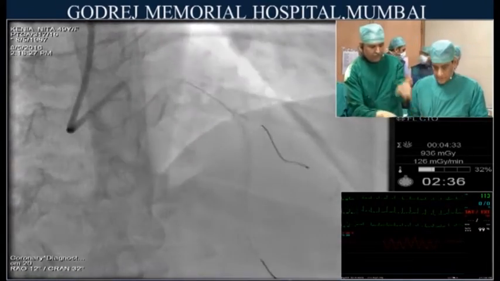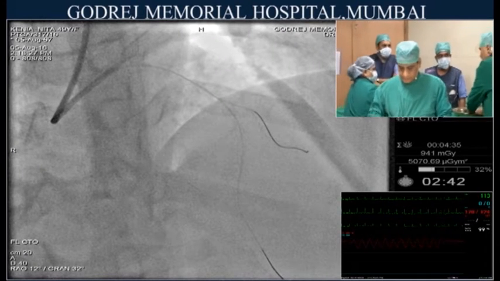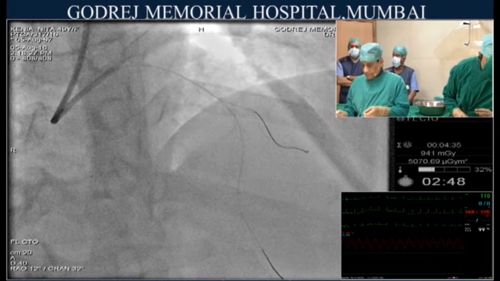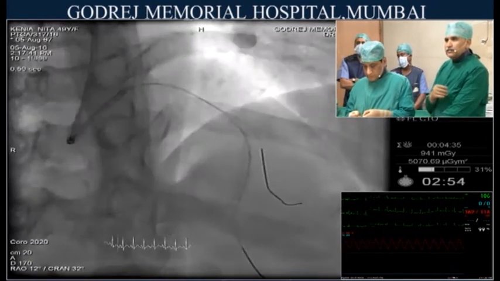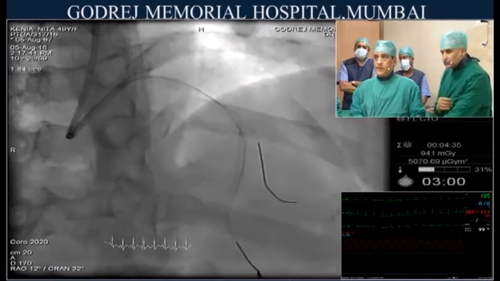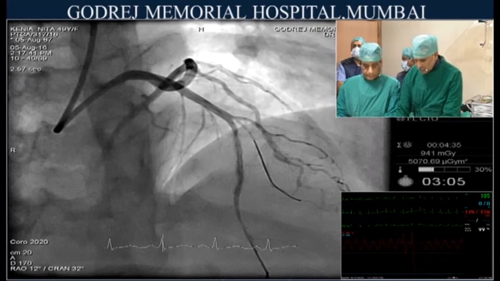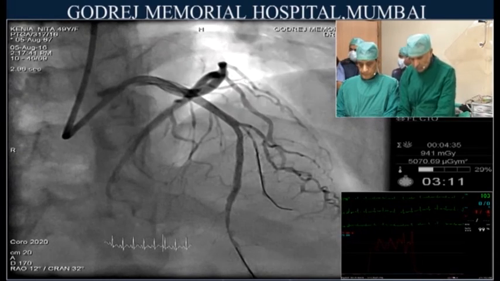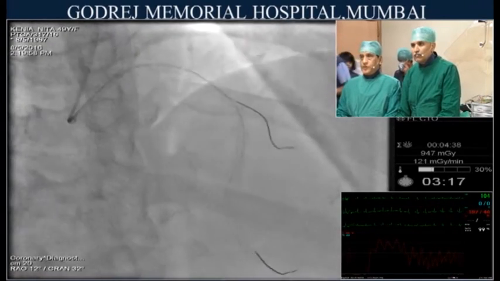Good. Okay. Let's bring our 2.5 balloon. Now somehow the patient, whether it's an acute stretch, because we have very good flow. Show the last picture. There is no edge dissection, everything looks very good, but the patient had a lot of chest pain. Yeah, the proximal, I think we may need a 3.0 balloon. Or proximally even optimize, 3.25.